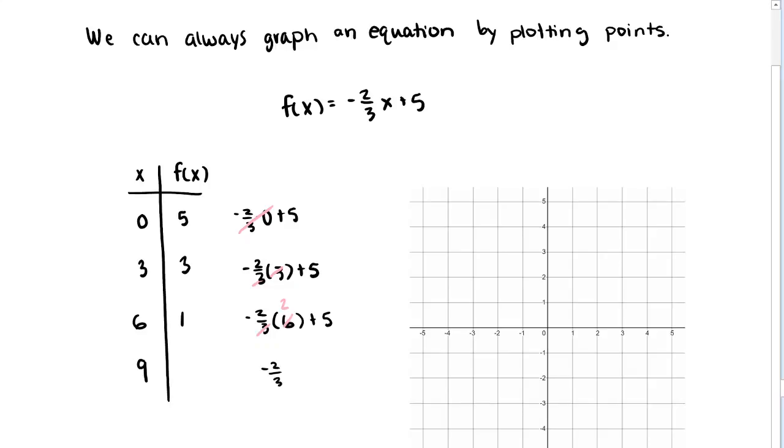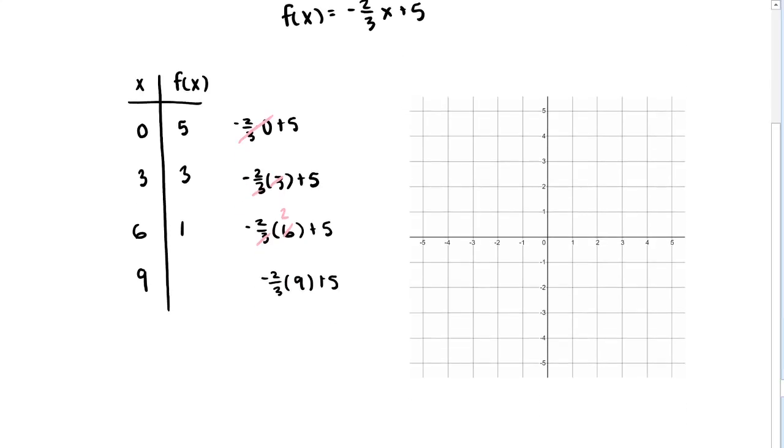Negative 2/3 times 9 plus 5. And so taking this 9, dividing it by 3 gives us 3, and multiplying it by negative 2 gives us negative 6. Adding that with 5 gives us negative 1. And so these are ordered pairs of solutions to our equation, and so we can plot these points out: 0, 5, 3, 3, 6, 1.